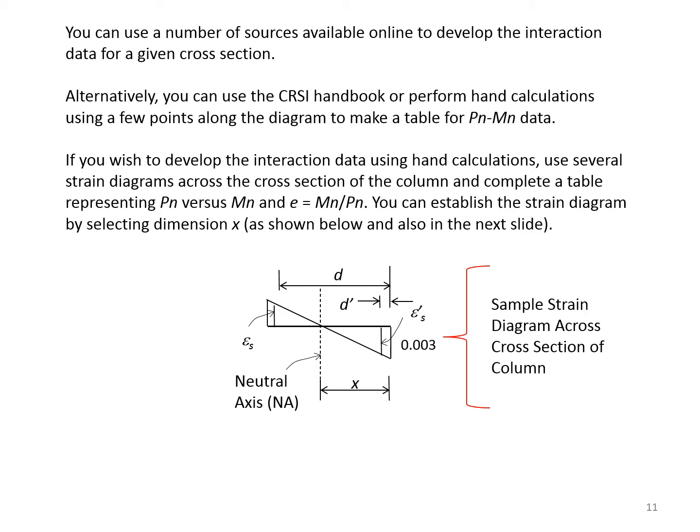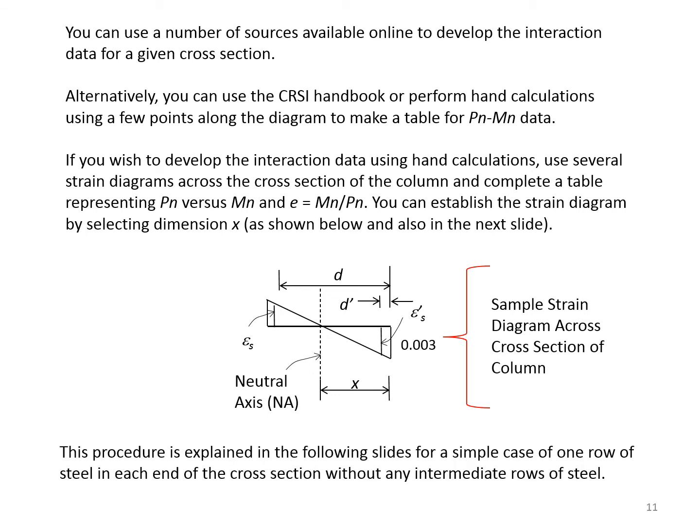In this figure we show a strain diagram. The neutral axis is shown with the dimension x. The strain at the compressive fiber in concrete is 0.003, which is always the same value. The strain in the compression steel is epsilon prime sub s, and in the tension steel is epsilon s.